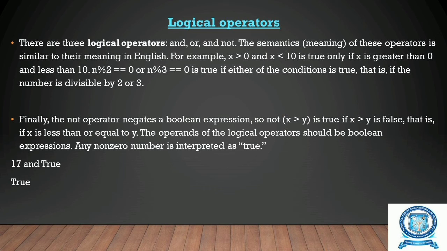Finally, the not operator negates a Boolean expression. So not of x greater than y is true if x greater than y is false, that is if x is less than or equal to y. The operands of the logical operators should be Boolean expressions, and any non-zero number is interpreted as true. That is, when 17 and true is given, 17 is a non-zero number, so it will be taken as true. True and true will retrieve true. We have already seen that. So 17 is taken as true here.